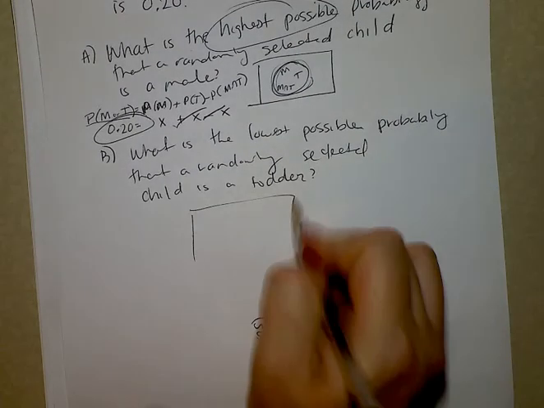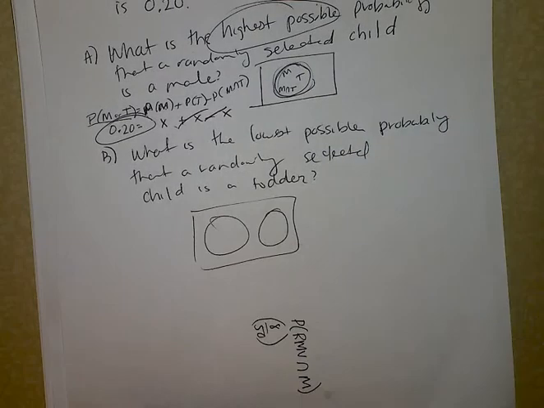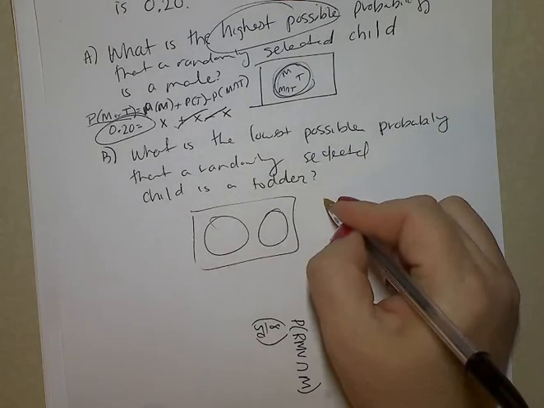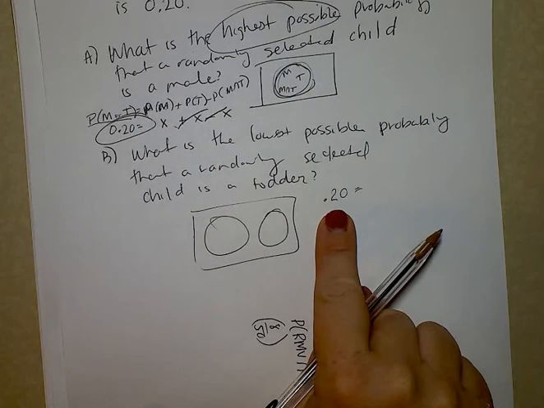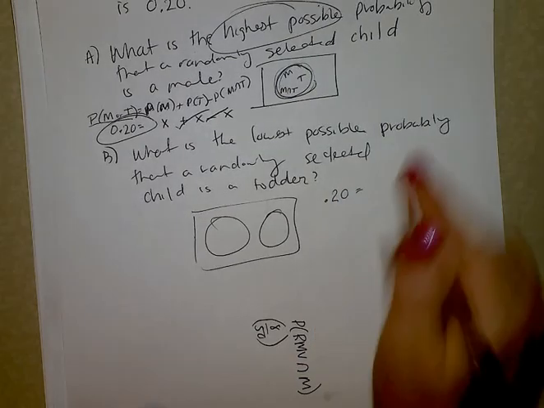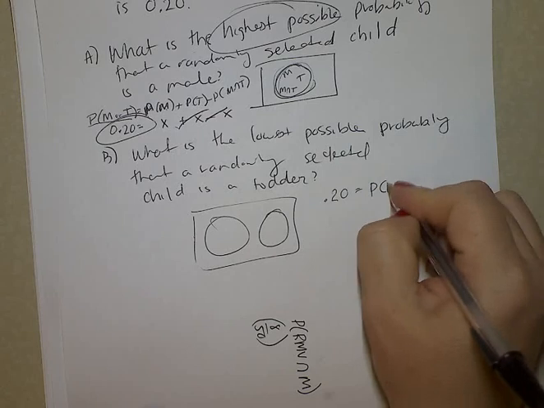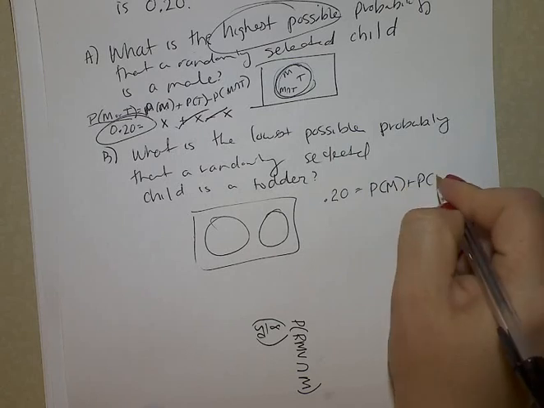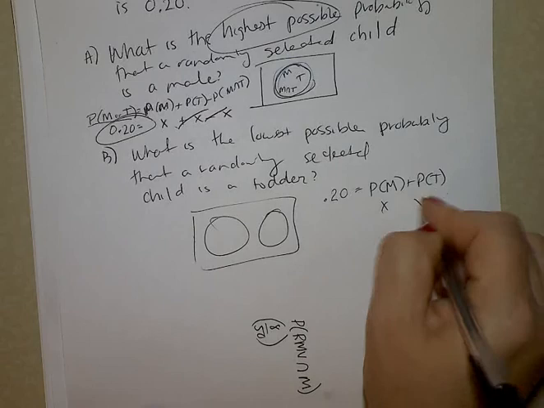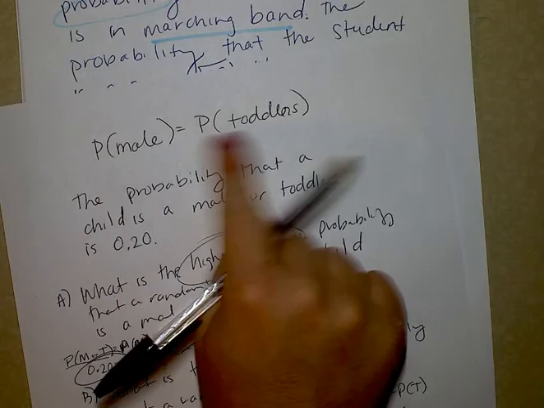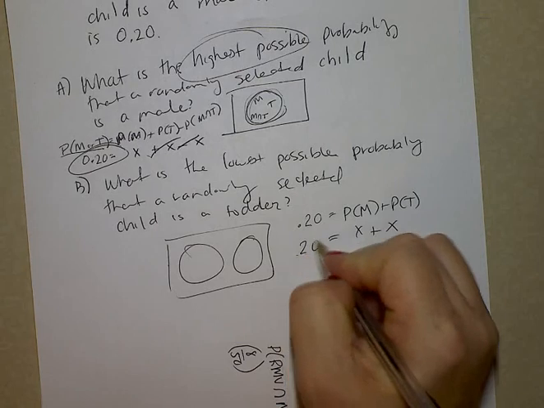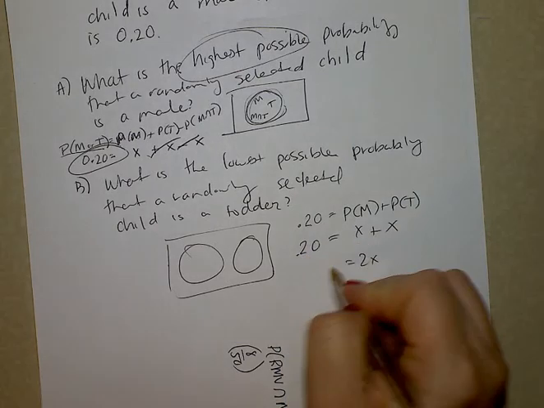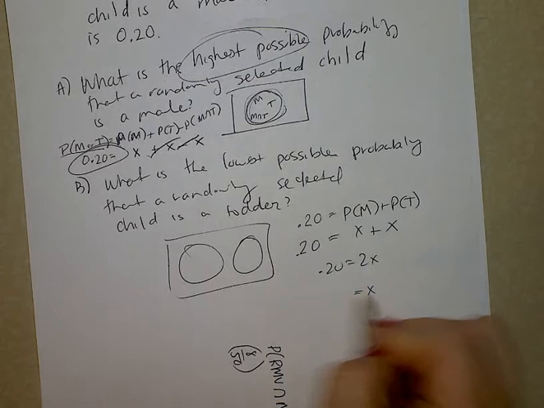Now down here, same thing as what we did before. This is where we have 100% disjoint. So it's going to be probability of male or toddler is equal to the probability of a male plus the probability of a toddler. We know these are the same. How do we know that? That was given in the description of this problem. So when you add up the two x's and then divide by 2, the answer is 0.10.